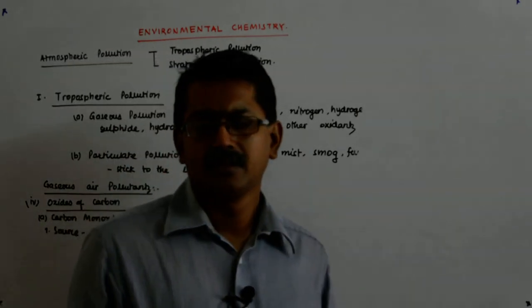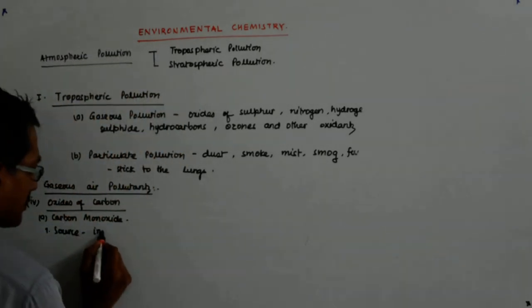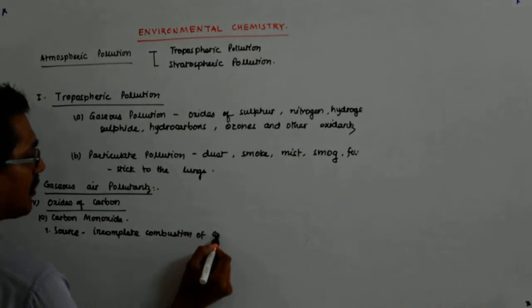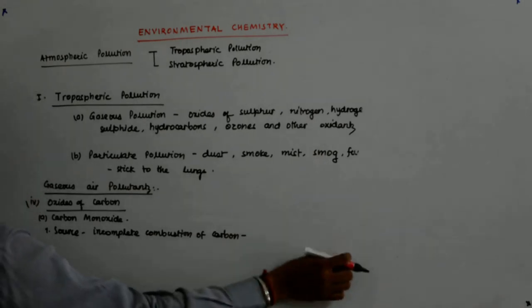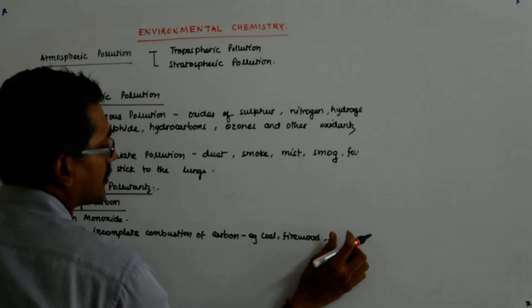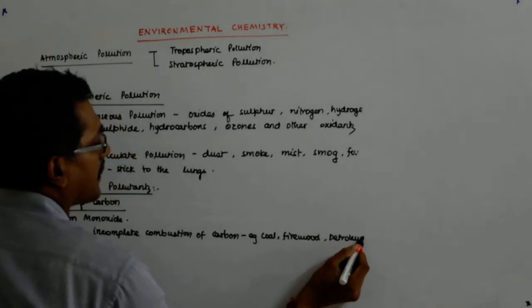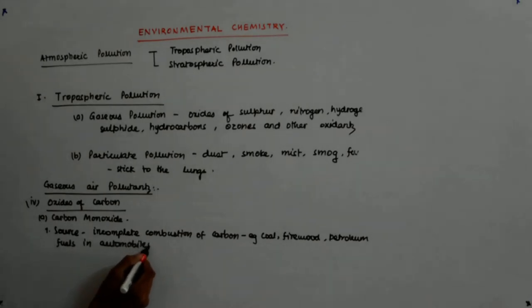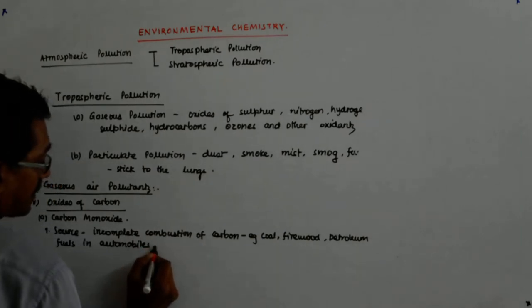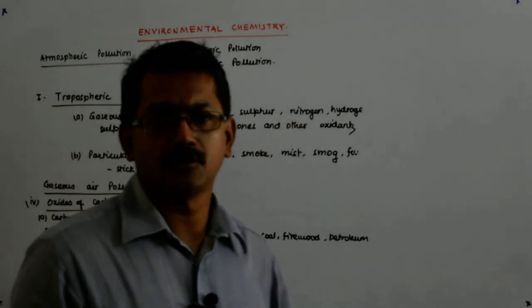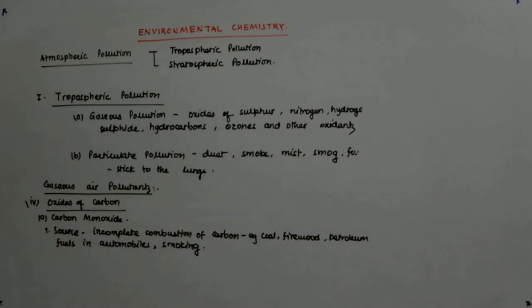Source, as we have been seeing in earlier classes, is inevitably the incomplete combustion of carbon, which may involve, for example, coal, firewood, petroleum fuels in automobiles. So inevitably, it is the incomplete combustion, and a strange one is smoking. The smoke that is produced is also partly carbon monoxide. Fine.